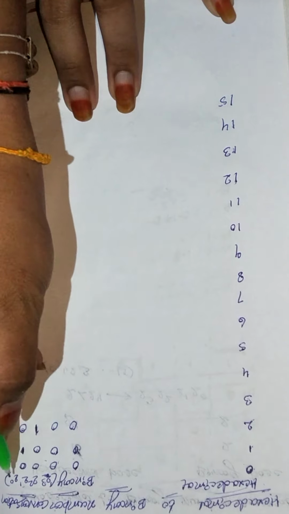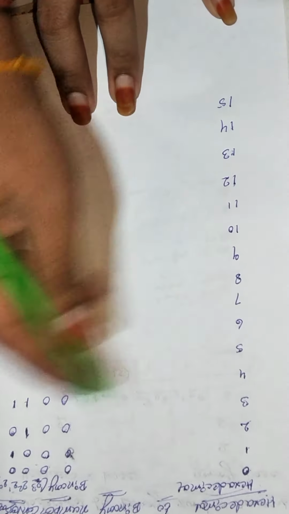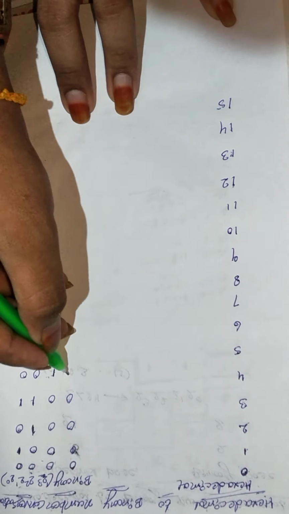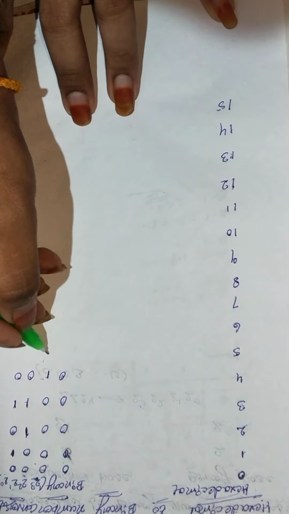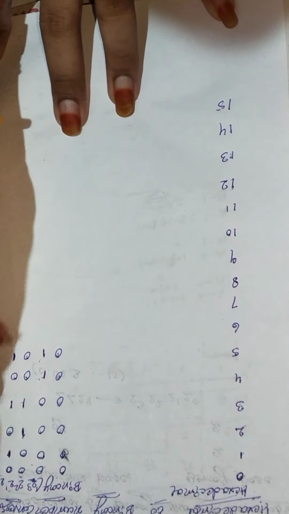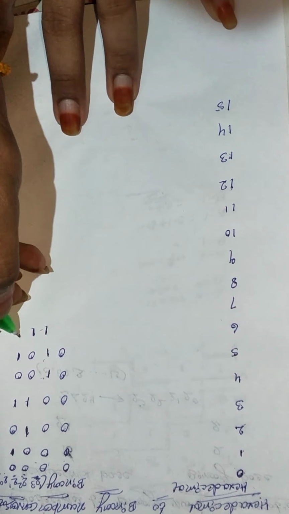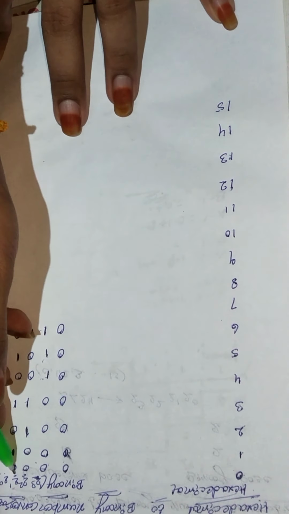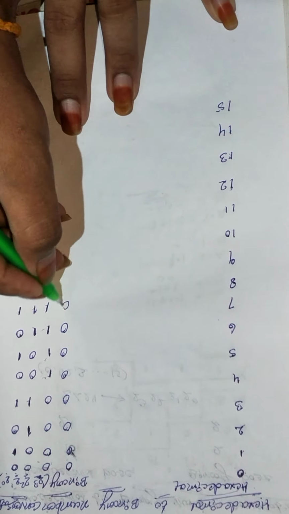3 is 2 plus 1, remaining 2 zeros. 4 is 2 square, remaining 3 zeros. 5 is 4 plus 1, remaining 2 zeros. 6 is 4 plus 2, remaining 0. 7 is 4, 2 plus 1, that is 4, 2, 1, remaining 0.